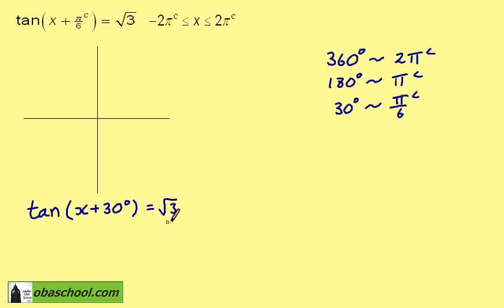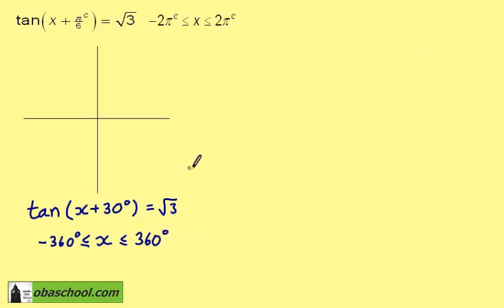So this is equal to √3, and we'll solve for values of x between -360 and 360 degrees. As before, we're going to use the CAST diagram to help us solve this problem.